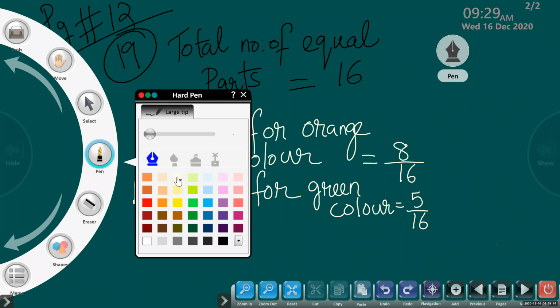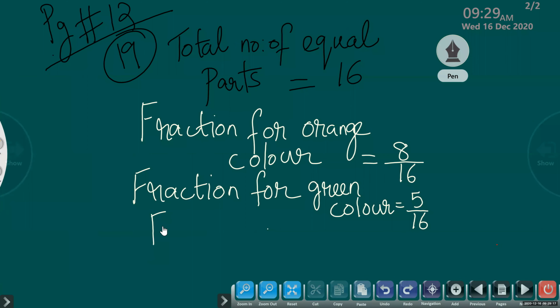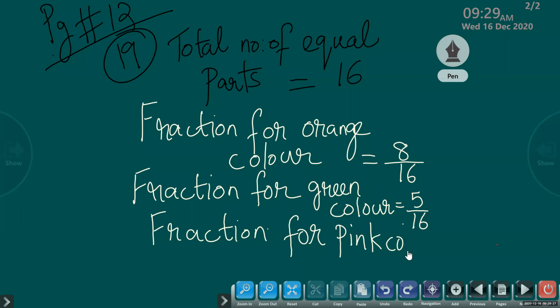Okay, so children, here fraction 4. Pink color is used. That is 3 by 16. So total number of equal parts we have written, that is 16. Now we had to write a fraction for orange color, 8 by 16. Fraction for green color, 5 by 16. Fraction for pink color, 3 by 16.